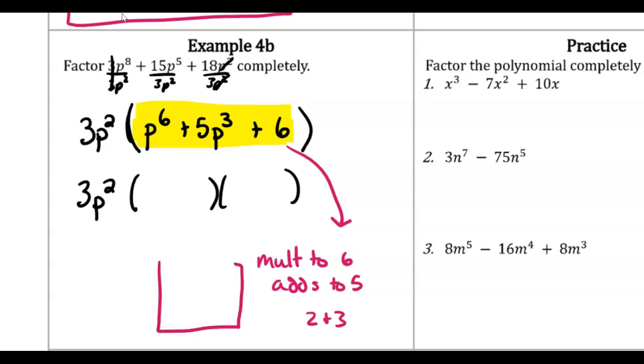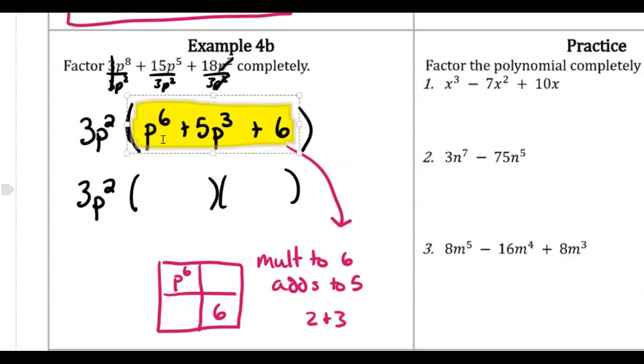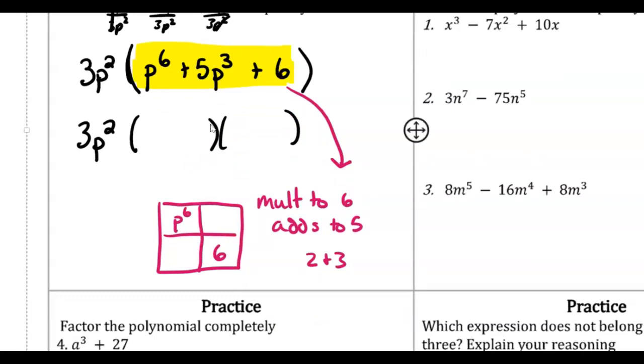So what I'm going to do is use the box, and I'm going to have p to the 6th here and 6 here. So I have this first term, p to the 6th, in the top left box, and then this 6 is on the bottom right. Now you use the 2 and the 3 in these two boxes, and normally we just use p, but if you notice, the 2 and the 3 are making 5p cubed, so you need to use 2p cubed and 3p cubed.